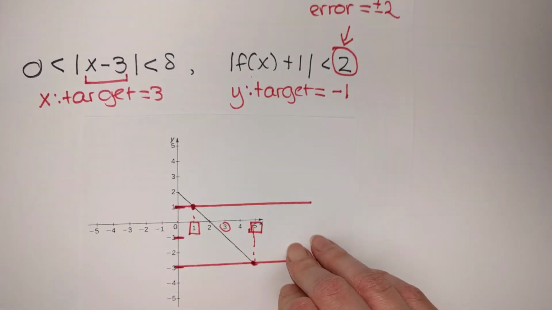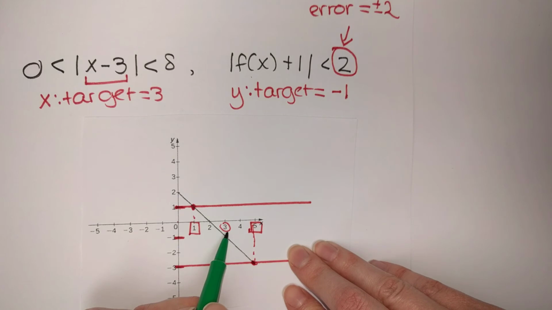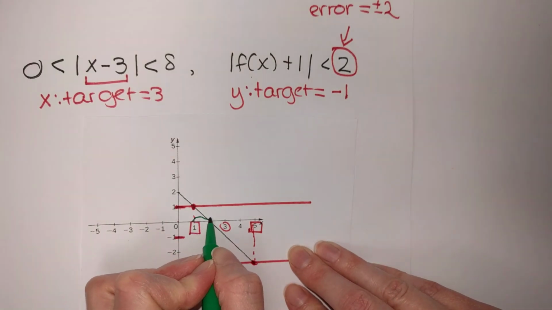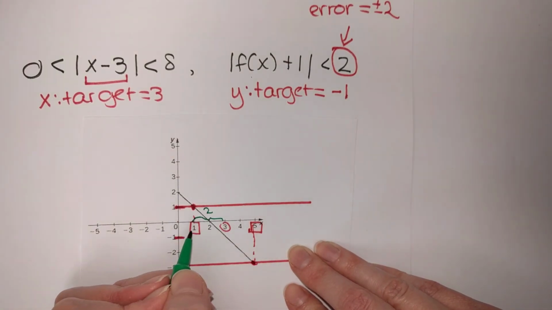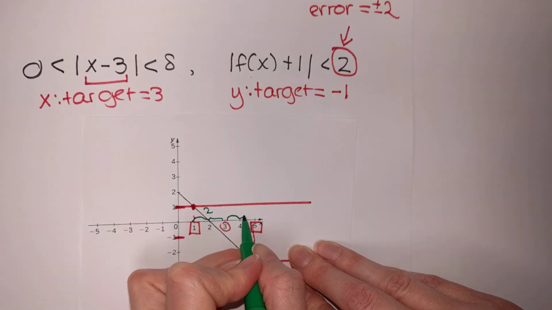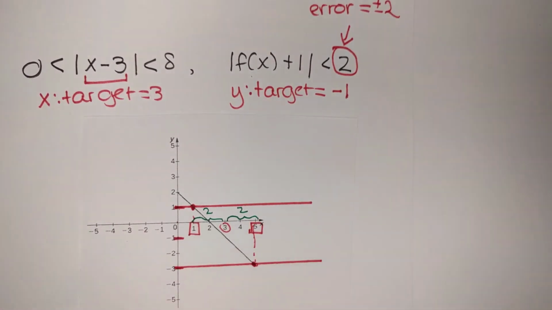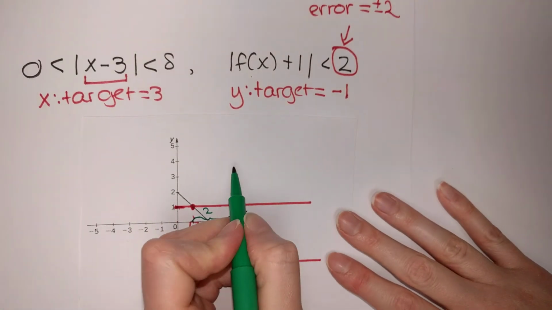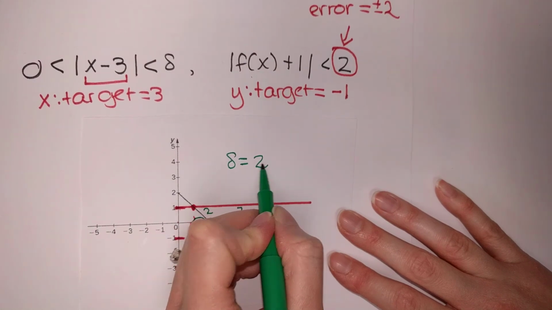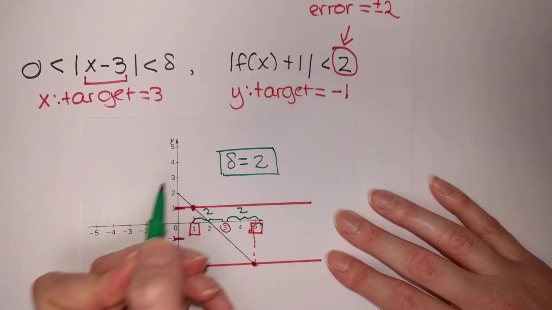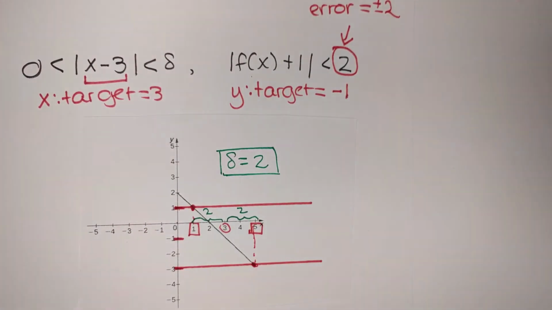Now, what we want is we want an error from the target. So here we are 2 units away from the target on the x-axis, and here we are 2 units away from the target on the x-axis. So we always choose a smaller delta. In this case, we just have one delta to choose, 2 and 2, so we would take delta is equal to 2. So if we take delta is equal to 2, that will ensure that the error for the y-axis for the limit will be equal to plus or minus 2 as well.